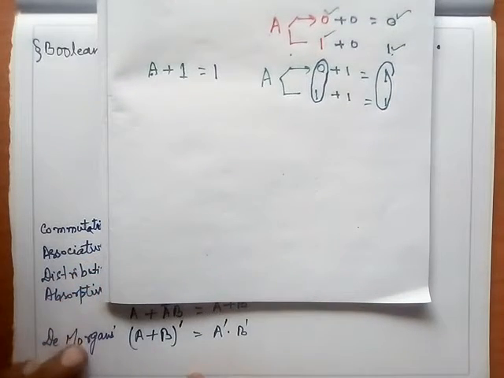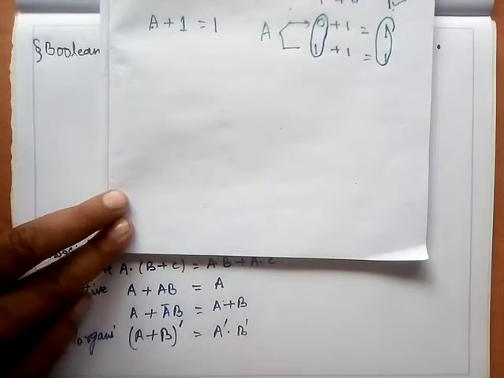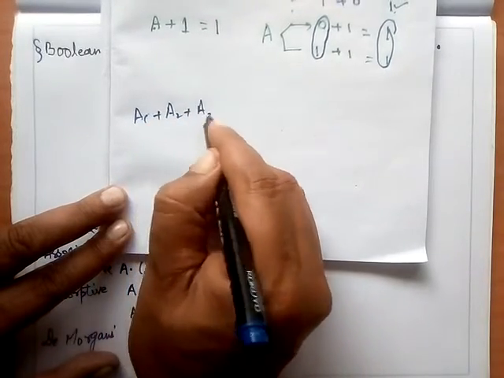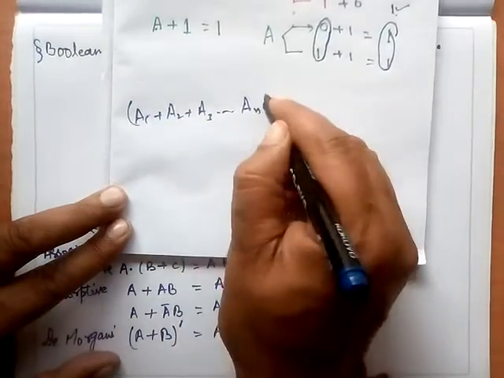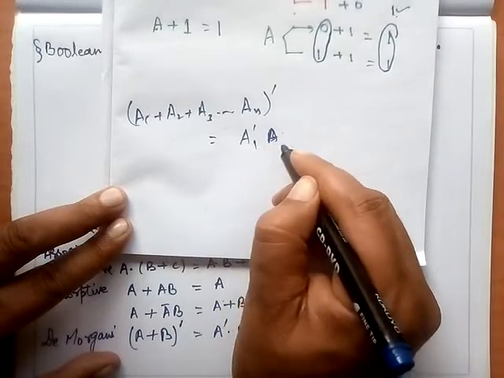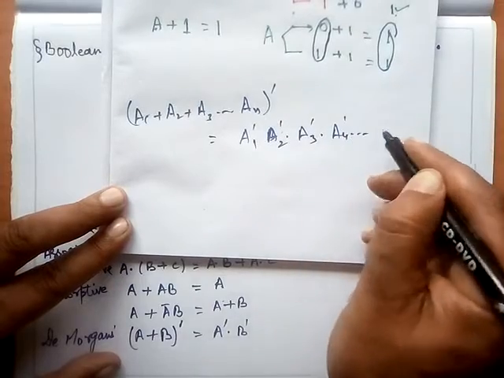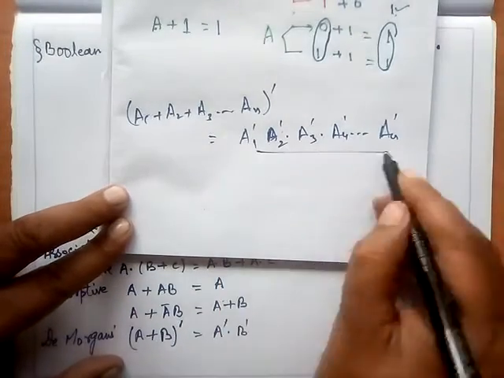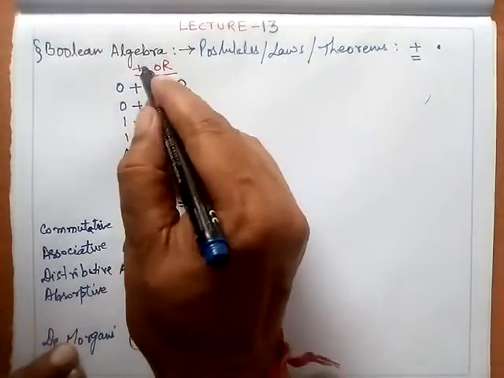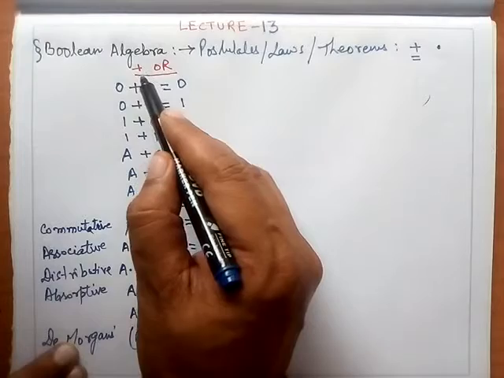Suppose I have taken A plus B whole complement. It can have n number of variables here. I can say that this is A1 plus A2 plus A3 and so on up to AN. The complement of this is equal to A1 complement dot A2 complement dot A3 complement dot A4 complement and so on up to AN complement. So all these laws are applicable for n number of variables. So these are certain laws, postulates or theorems for this plus operation, for this logical operation.